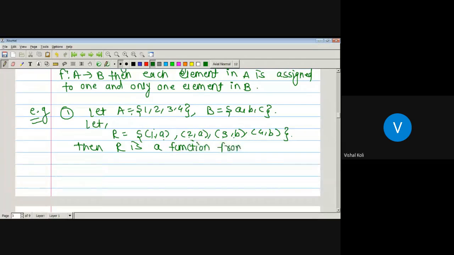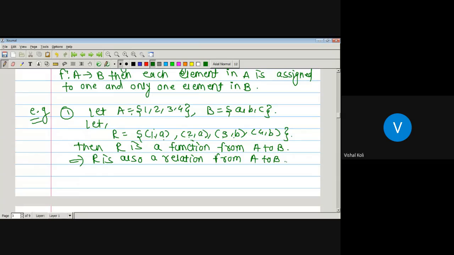But as R is a function from A to B, as we know that every function is a relation, which implies R is also a relation from A to B. So here we get the first part, that is every function is a relation. Now we have to show that every relation is not a function.